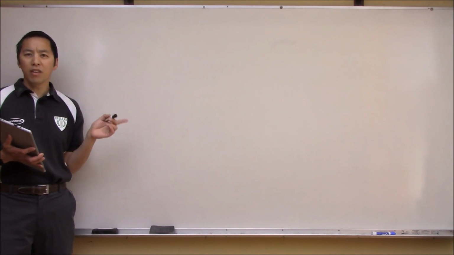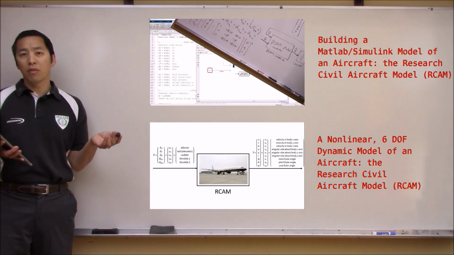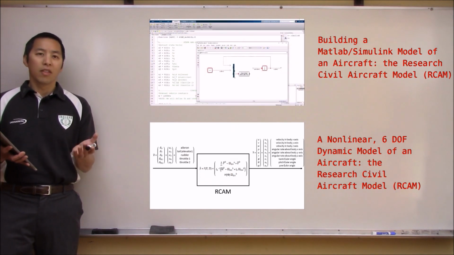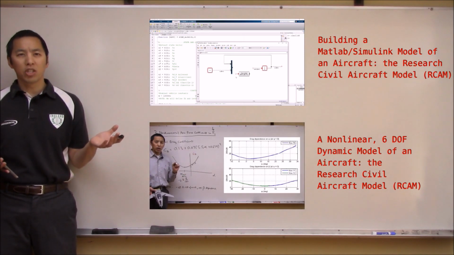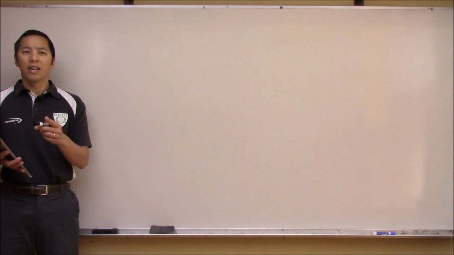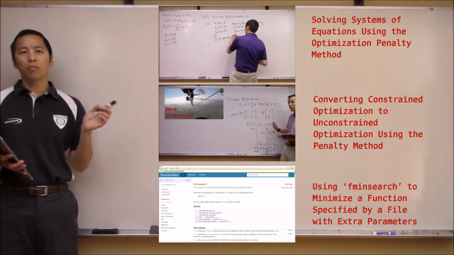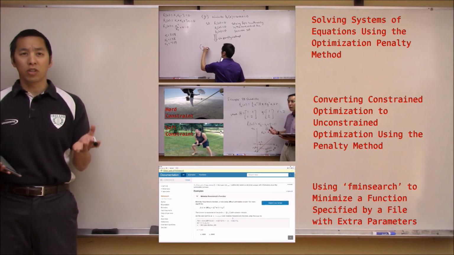Now, to make this happen, we need to understand the dynamics of the aircraft, so please make sure you've watched these two videos where we outline the equations of motions and generate a Matlab Simulink implementation of the vehicle. Then, to perform the actual trimming process, we're going to leverage numerical optimization techniques, namely unconstrained numerical optimization and the penalty method. Now, these ideas were outlined in these previous three videos, so also please make sure you've watched these before continuing on.